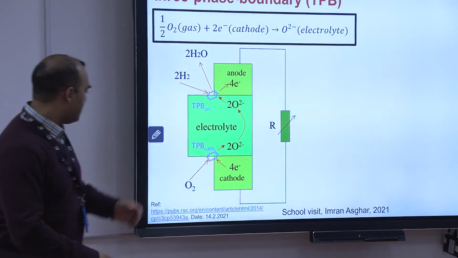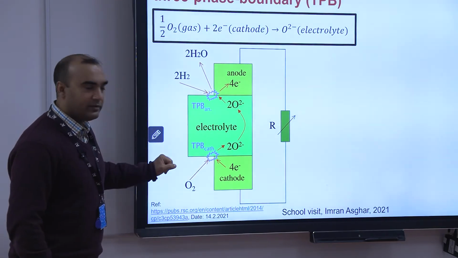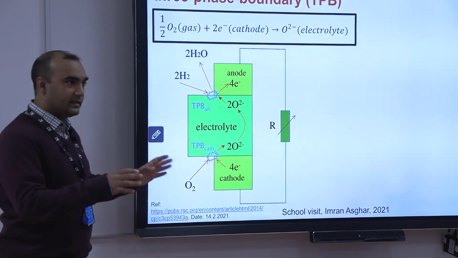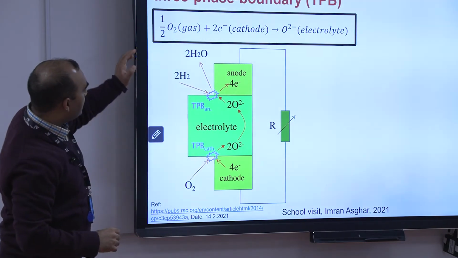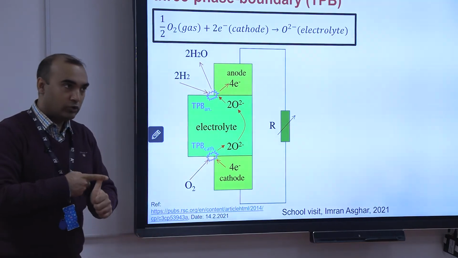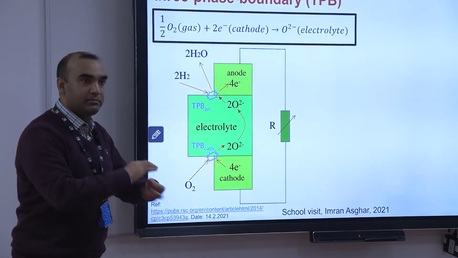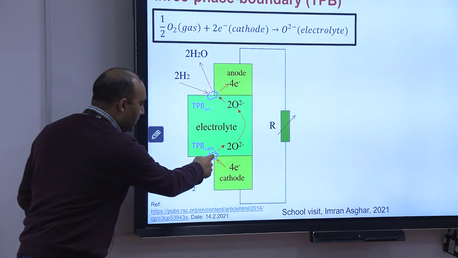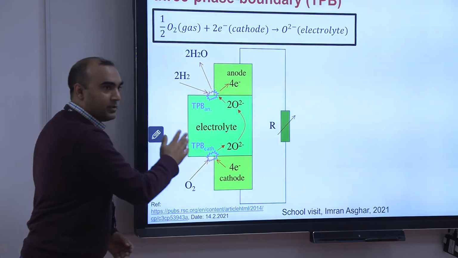So for example, here you see, this is our cathode, this is our electrolyte layer. My emphasis in this slide is the reaction, which happens only at that point where our electrode material, the cathode, our electrolyte, and the gas meet each other. So the reaction only happens at one point, not here or in other places.